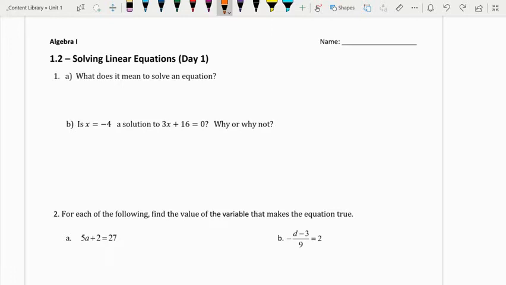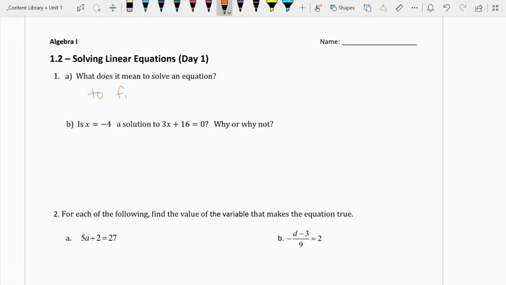Okay, so we're going to start with 1.2 now. This is the first day of it. We'll have a second day tomorrow. And it's asking, what does it mean to solve an equation? So if you think about it, if you're solving an equation, you're finding a missing value for a variable.